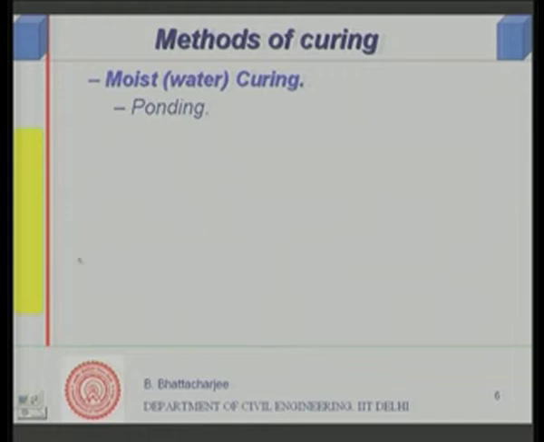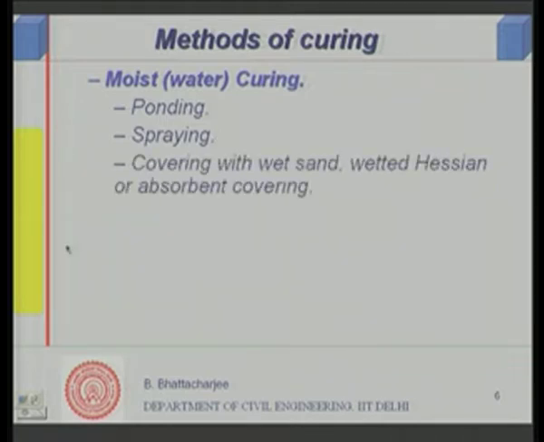Since we are supplying water, one method obviously would be using water, or moist curing, right. But that can be done in several ways. We can do it by ponding, we can do it by spraying water onto the surface, we can do it by covering with wet sand, wetted Hessian cloth or absorbent covering. So, we can use moist curing in different ways.